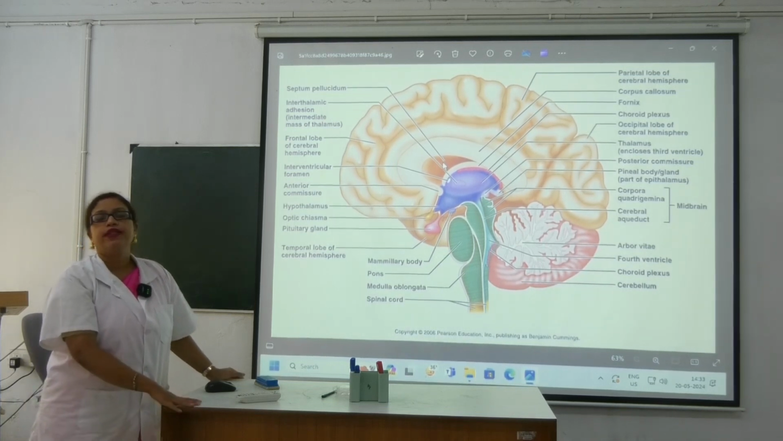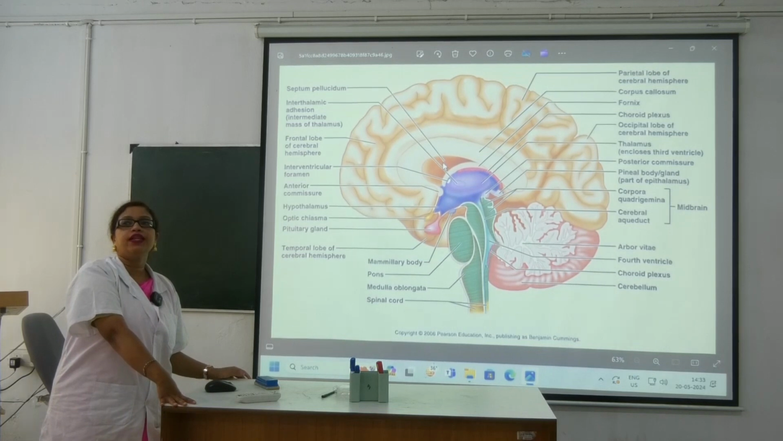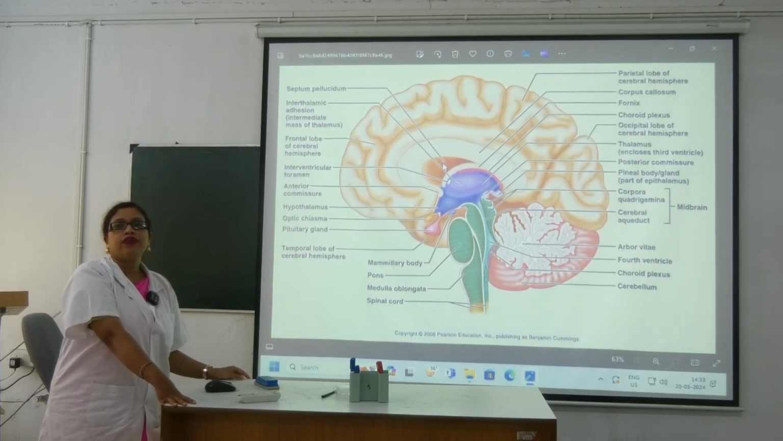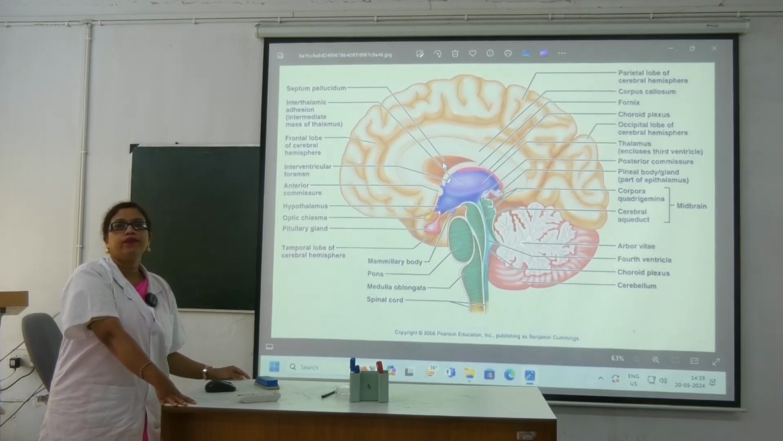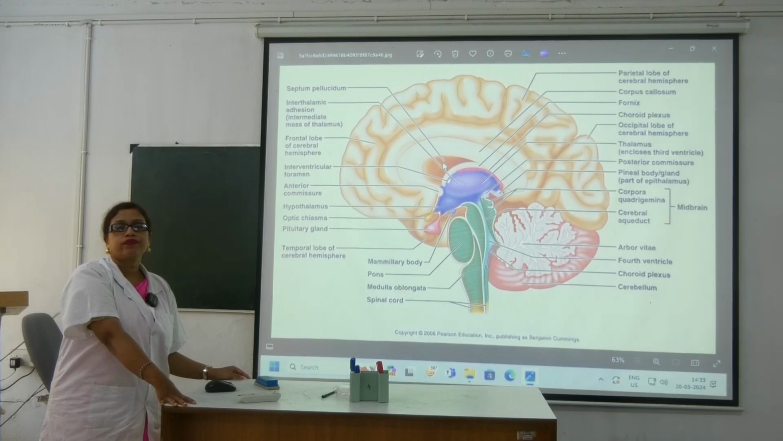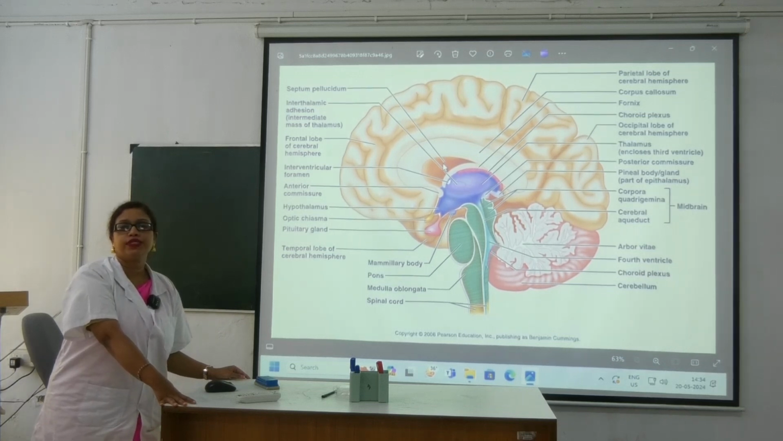So write it down. The cavity of lateral ventricle is guarded by a thin sheet of membrane, which is known as septum pellucidum.